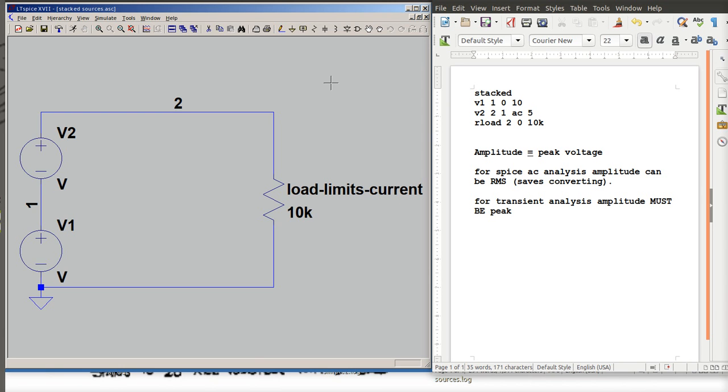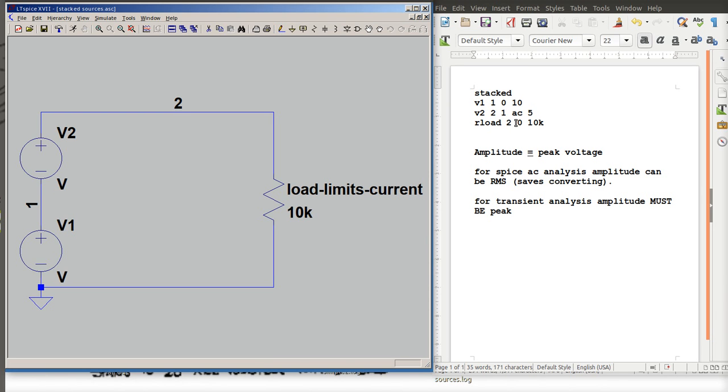Okay, I've got a simple LTspice circuit where I have stacked the voltage sources. This is a precursor to superposition because I want to go through what it means and the different types of analysis you see. So my netlist is stacked. It's V1 1 0 and I assigned it 10 volts, and V2 is 2 1 and it's an AC, and I've set it for 5 volts, and I put an R load out there just so I'd have a little current.